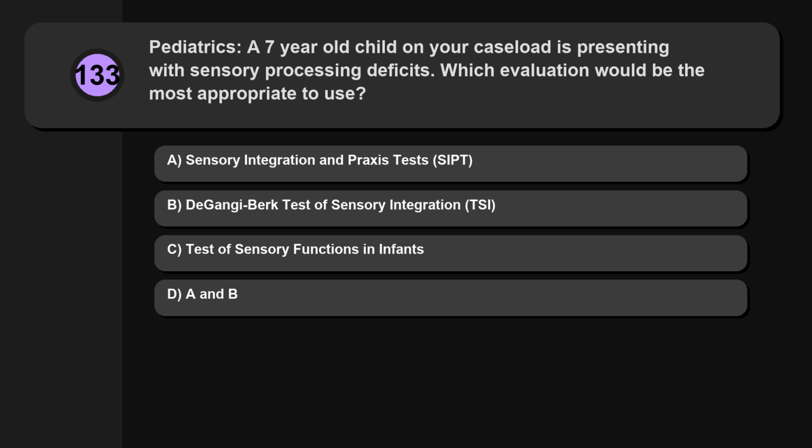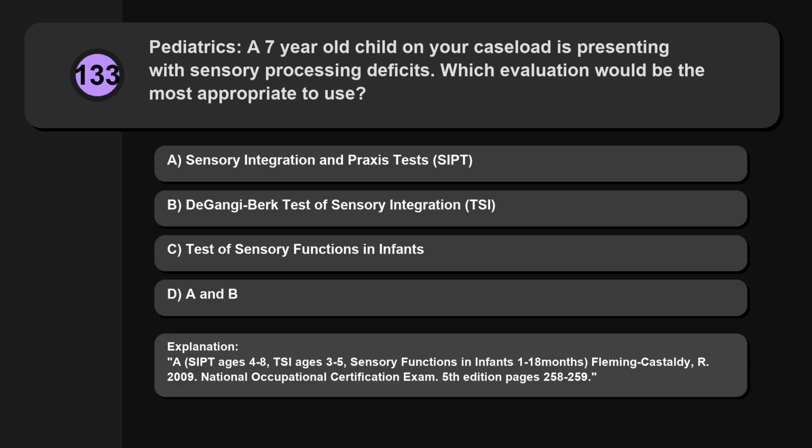Question 133. Pediatrics. A 7-year-old child on your caseload is presenting with sensory processing deficits. Which evaluation would be the most appropriate to use? Option A, Sensory Integration and Praxis Tests, SIPT. Option B, DeGangi-Berk Test of Sensory Integration, TSI. Option C, Test of Sensory Functions in Infants. Option D, A and B. The correct answer is option NaN. SIPT ages 4 to 8, TSI ages 3 to 5, Sensory Functions in Infants 1 to 18 months. Fleming Cassidy, R. 2009. National Occupational Certification Exam, 5th edition, pages 258 to 259.